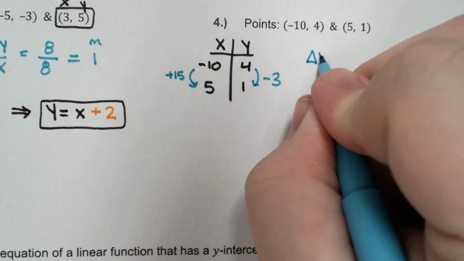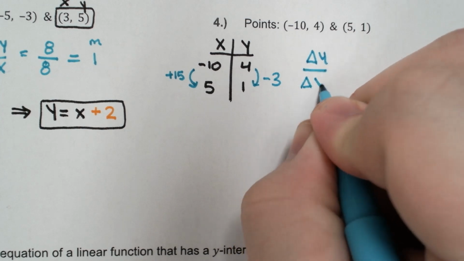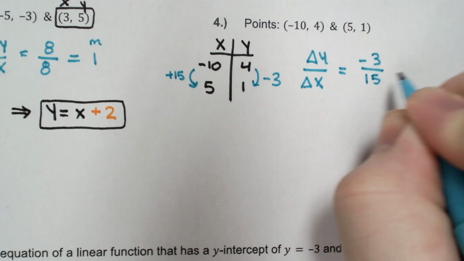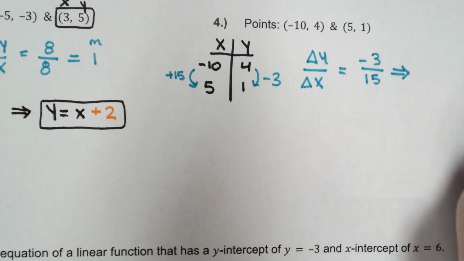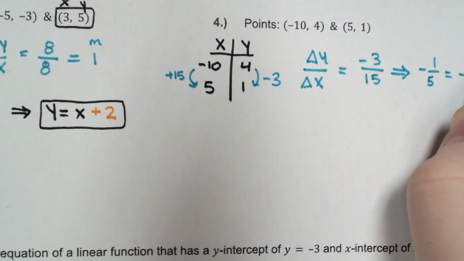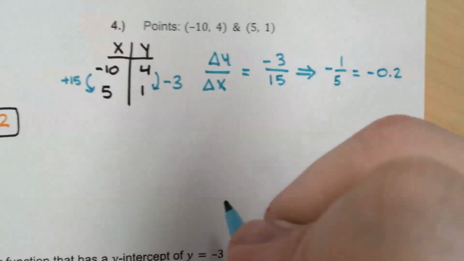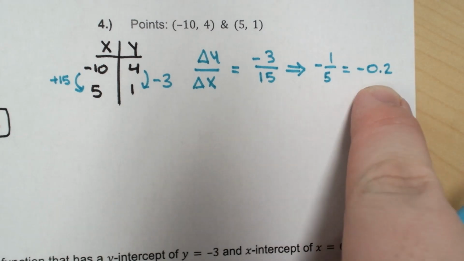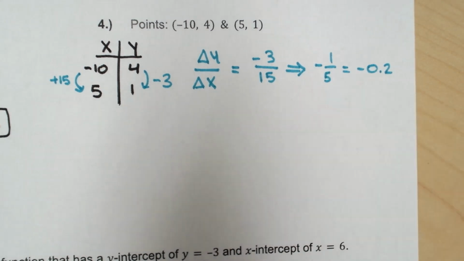And so my change in my y values divided by the change in the x values comes out to -3 over 15, which does reduce to -1/5 or -0.2. Either way you want to write that slope is totally fine, -1/5 or -0.2. Either way works.